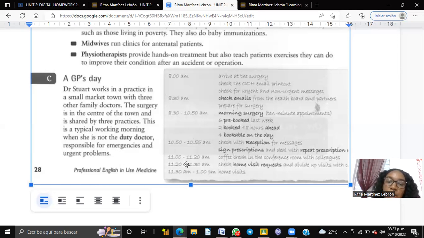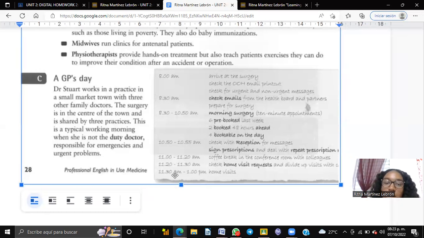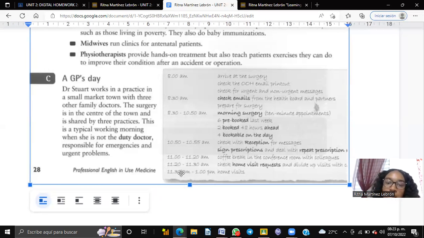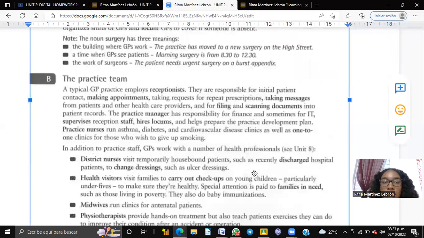11 to 11:20 a.m.: coffee break in the conference room with colleagues. 11:20 to 11:30 a.m.: check list of home visits with the duty doctor. 11:30 a.m. to 1 p.m.: home visits.